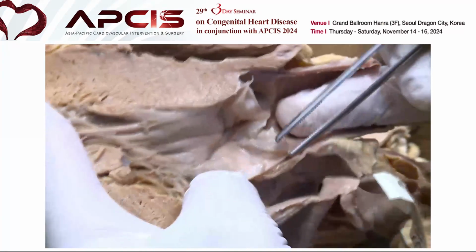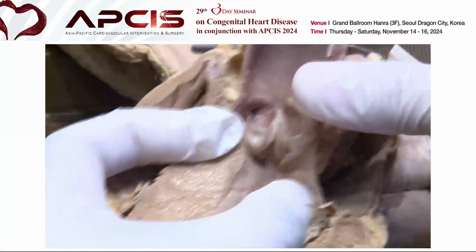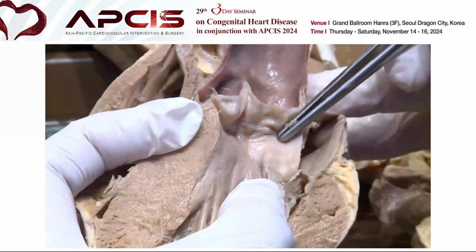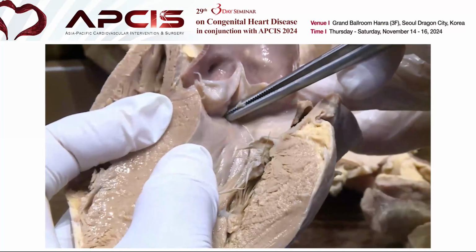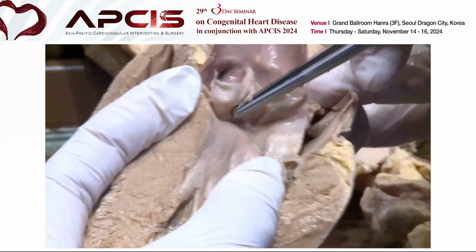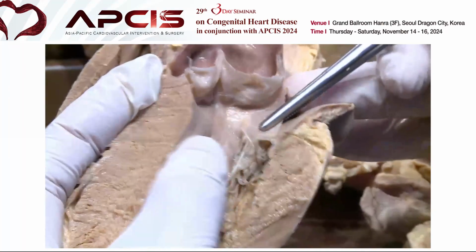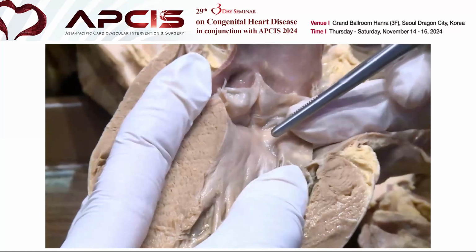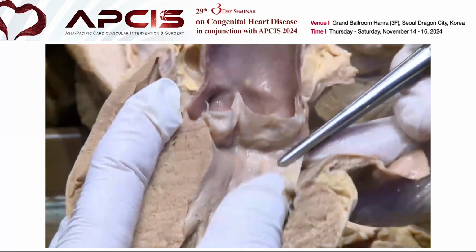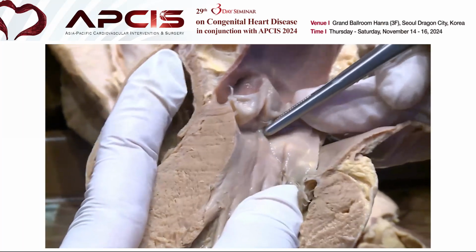Also, we can see the membranous septum is not below the annulus, but in between the leaflets. The membranous septum is here. This is the non-coronary cusp, this is the right coronary cusp, and the membranous septum is in between this area. The distance from the annulus to the lower border of the membranous septum may be measurable, but it would be a very inaccurate measurement because the shape is not really clear in this case.